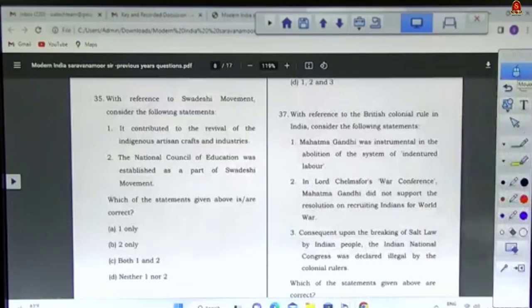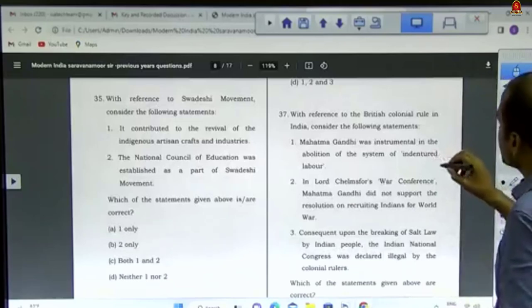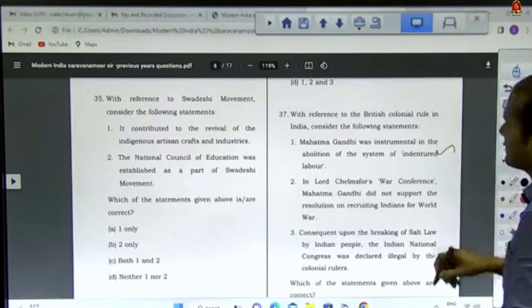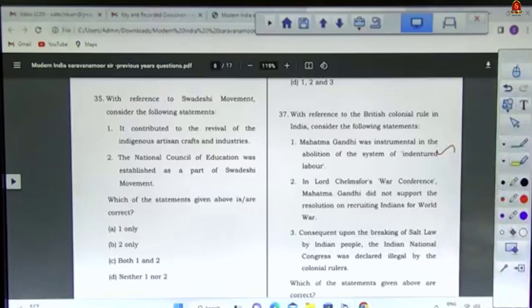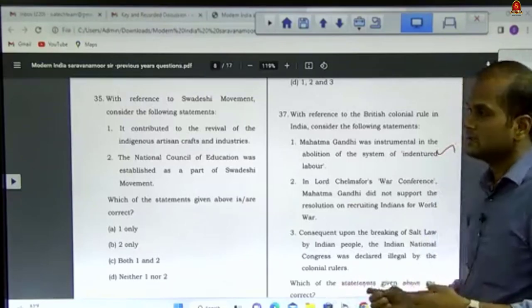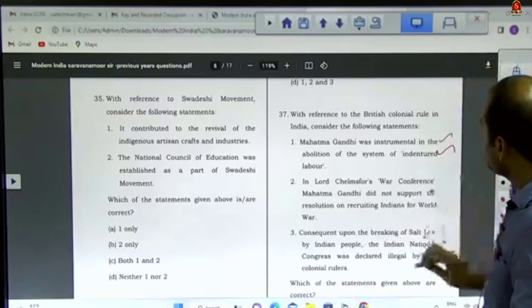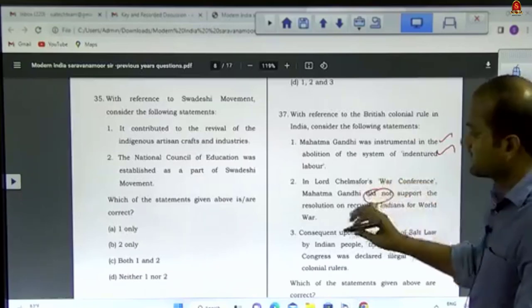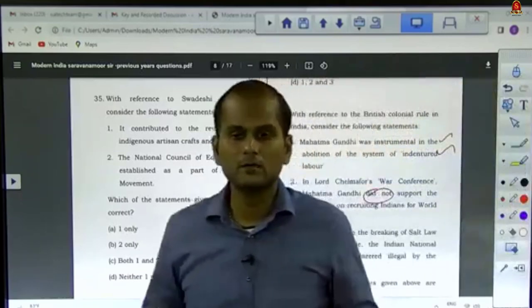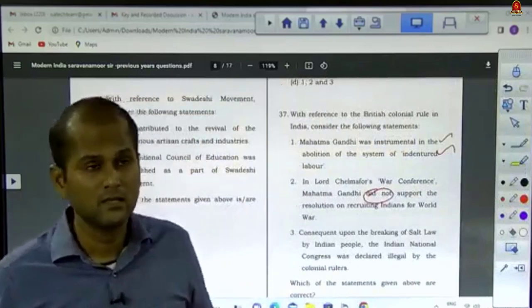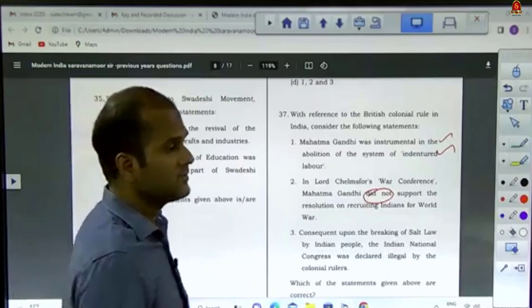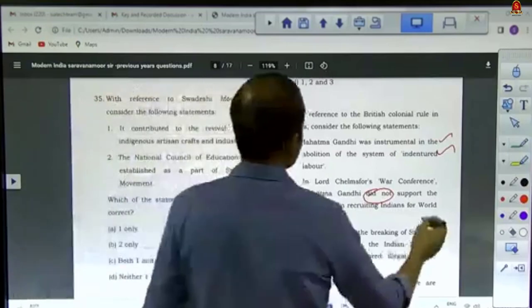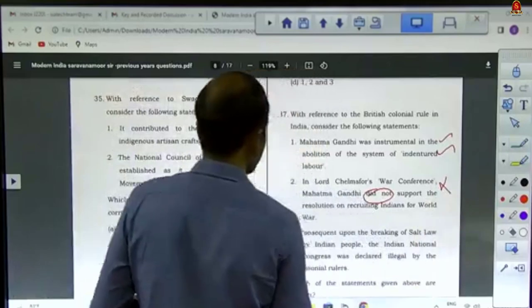Next, 37. With reference to the British colonial rule in India, consider the following statements. Mahatma Gandhi was instrumental in abolition of the indentured labor. Yes, because he himself witnessed it in South Africa. That's why he was highly instrumental in abolition of it, and worked hard for that with the government. Lord Chelmsford's War Conference, Mahatma Gandhi didn't support. Actually, during the First World War, every Indian supported the British war, moderates, extremists, Gandhi, because in return British would definitely give Swaraj, but it was wasted. Rather than giving Swaraj, they gave the Rowlatt Act. So this statement is wrong.